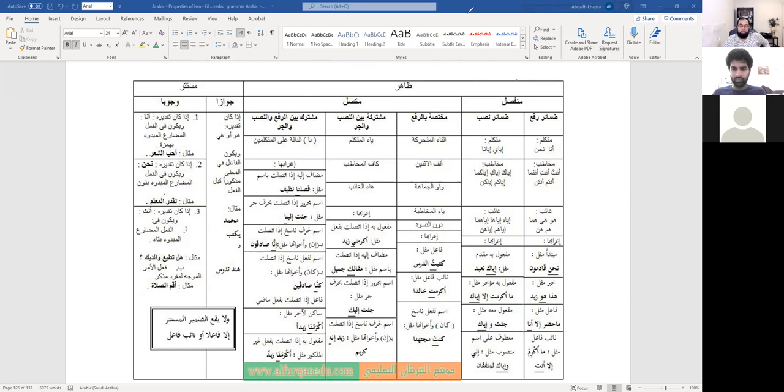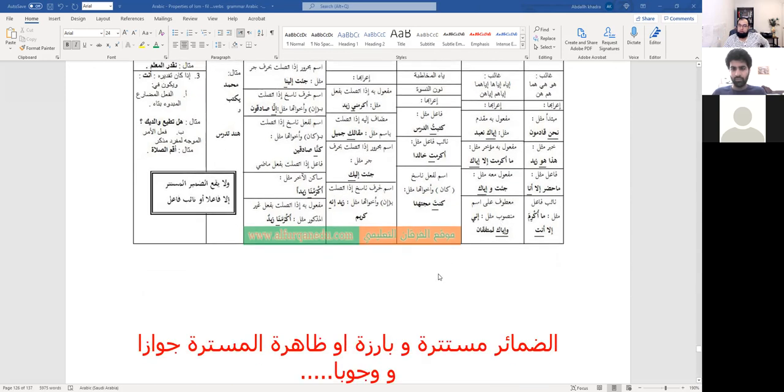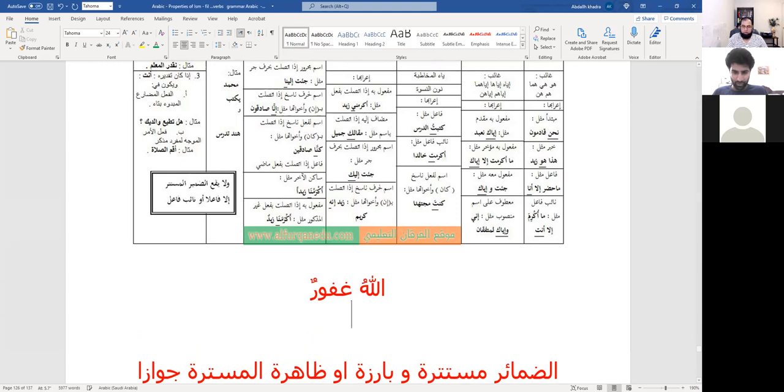Sometimes I'm giving a little bit extra because I know your level and you can understand that, but this lesson we'll cover later. But let me give you a quick idea in case you don't know إن and its sisters. For example, we say الله غفور. What's the إعراب? الله غفور. لفظ الجلالة مبتدأ مرفوع وعلامة رفعه الضمة. غفور خبر.